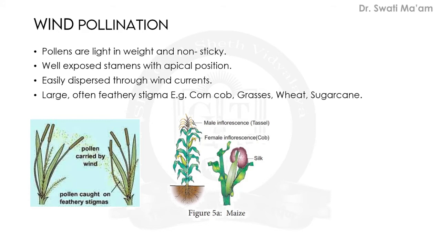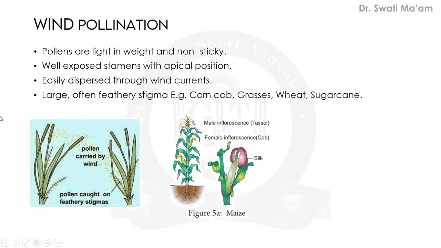Wind is a very easy medium to transfer pollen from one place to another. The pollen grains found in these plants are very light and non-sticky, and even the stamens are well exposed. They are easily dispersed through wind currents, and a large, often feathery stigma is found.